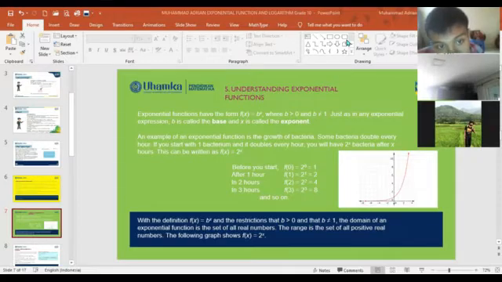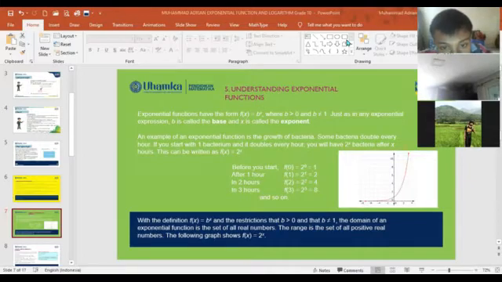An example of an exponential function is the growth of bacteria. Some bacteria double every hour. If you start with one bacterium and it doubles every hour, you will have 2 power x bacteria after x hours. This can be written as v(x) equals 2 power x.